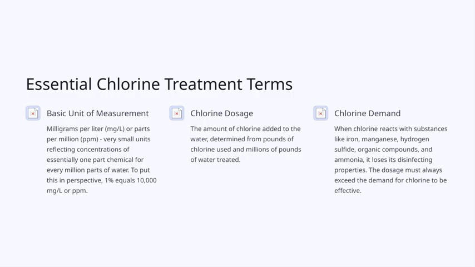Finally, there's chlorine demand. This is a key concept because when chlorine reacts with substances like iron, manganese, hydrogen sulfide, organic compounds, or ammonia, it loses some of its disinfecting power. So the chlorine dose must always be higher than the demand, meaning it must be enough to react with these substances and still leave enough chlorine available to disinfect effectively. Connecting this to our overall theme, understanding these terms helps us optimize chlorine treatment, making sure we're using the right amounts in the right way to keep water safe and clean.